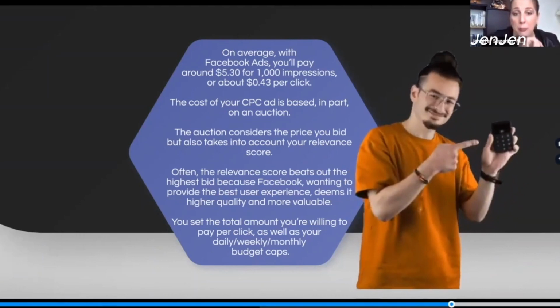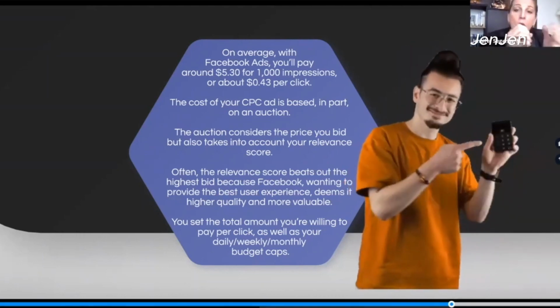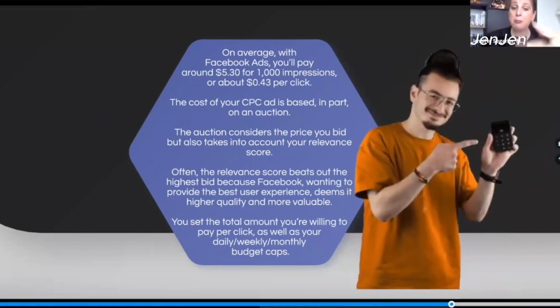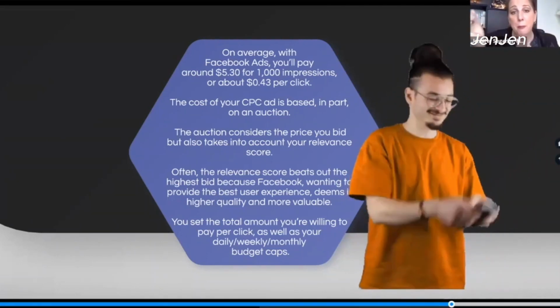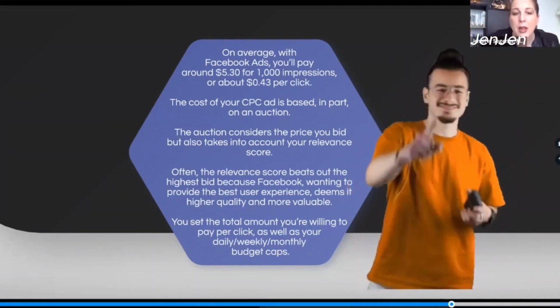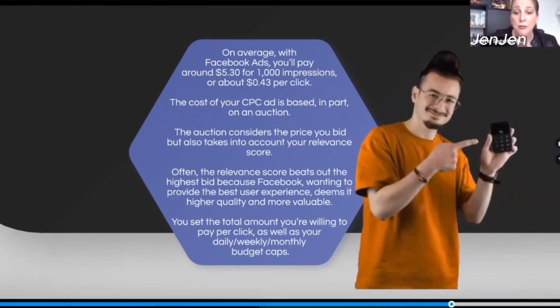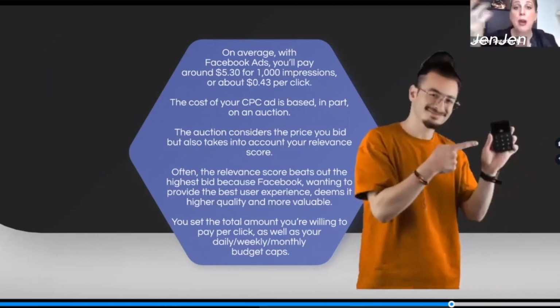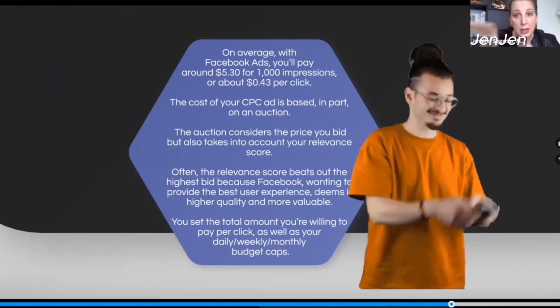And the auction is basically the price that you bid, but it also takes into account your relevance score. And I'll talk about that in 2 seconds. But often the relevance score beats out the highest bid, because Facebook wants to provide the best user experience for all of you, okay? It really is trying to be your friend, and it deems the highest value, the most reputable, so that is where the click is going to go.